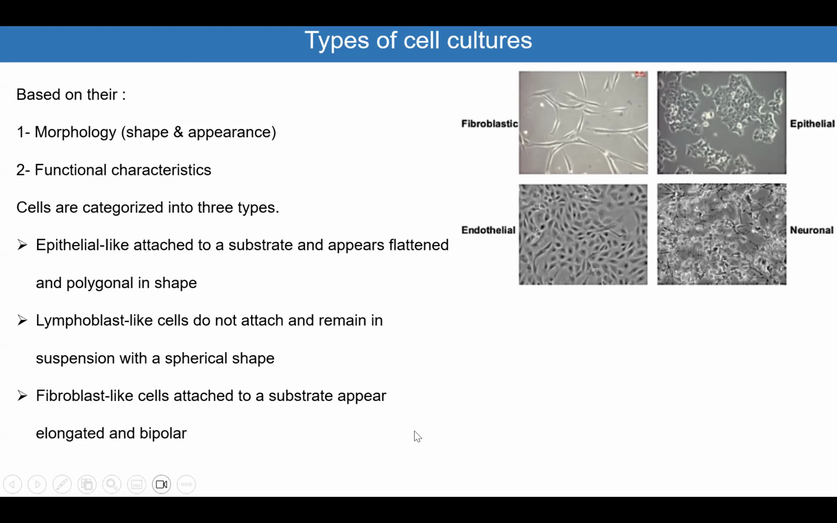Now, it's important for you to know that fibroblasts are cells that do not have too many markers. So epithelial cells, they have a marker, endothelial cells, they have a marker, neuronal cells, they have a marker, so you can identify those three types of cells very easily. But fibroblasts, you cannot.